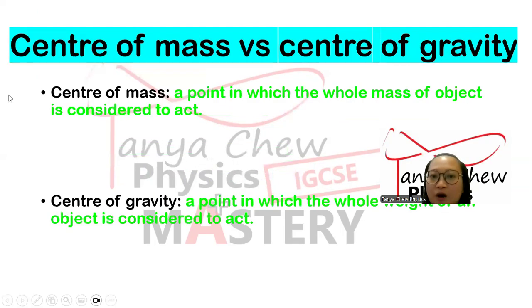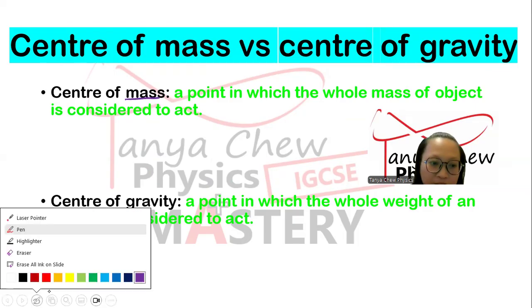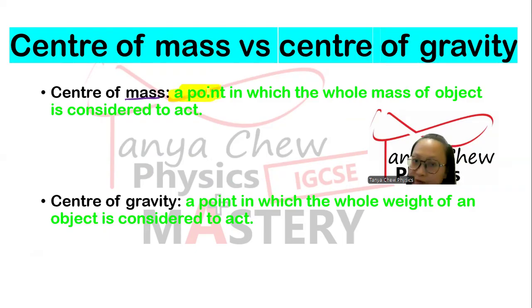Next one, center of mass versus center of gravity. Remember, center of mass is regarding mass. I will highlight the keywords here. Center means a point. You have to write that. Center of mass, CM, is a point at which the whole mass is considered to act. Center of gravity is a point at which the whole weight of the object is considered to act.